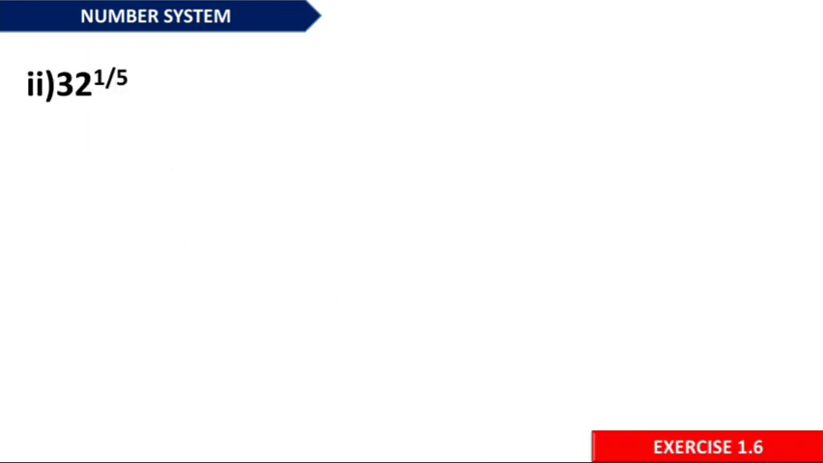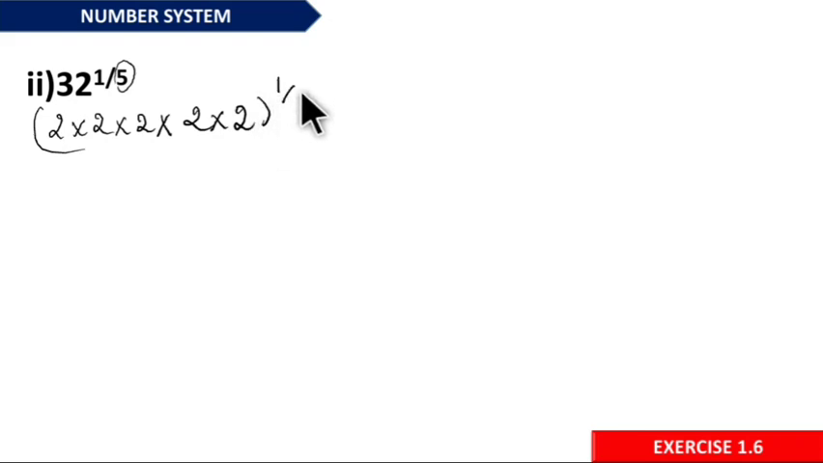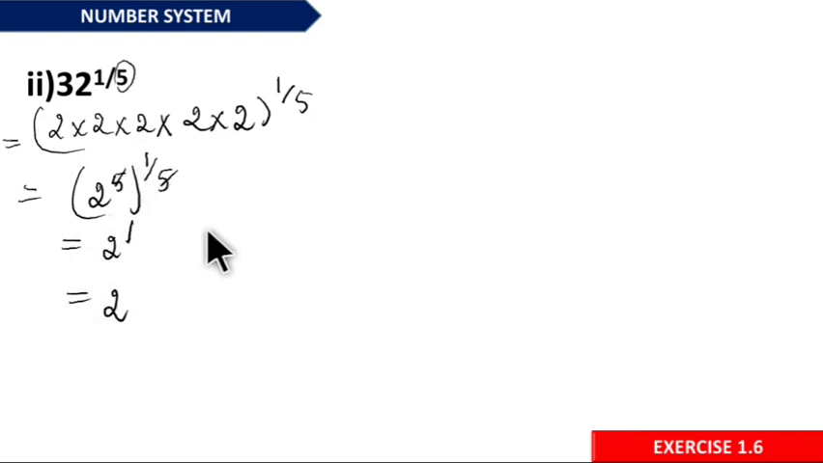Now let's see the next question. First I will do this method. First we have to see the denominator of the power, that is 5. By multiplying which number 5 times you are getting 32? That is 2. 2 into 2 into 2 into 2 into 2 is 32, to the power 1 by 5. How many times are we having 2 here? 5 times. 2 to the power 5, whole to the power 1 by 5. Here the 5s get cancelled. We are remaining with 2 to the power 1, that is 2.